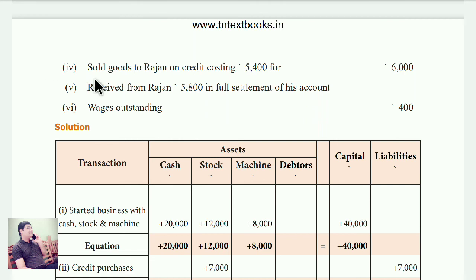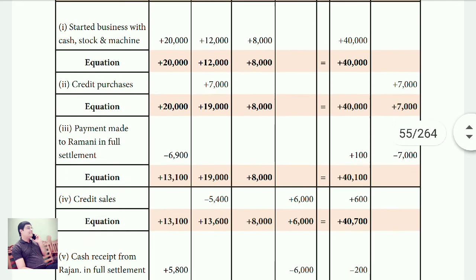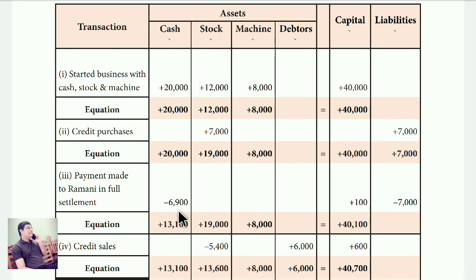See here, fourth point, sold goods to Rajan on credit. Sold goods to Rajan on credit, costing rupees 5,400 for 6,000. You had been selling the goods. When you sell the goods, then for you, who is he? He is the debtors. How much goods you had been given? 5,400. When you gave 5,400 rupees of goods, so see the stock. In the stock, you write less 5,400 because goods has been gone out for 5,400.